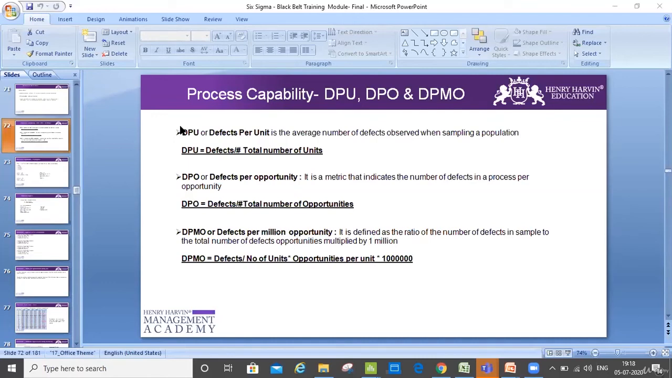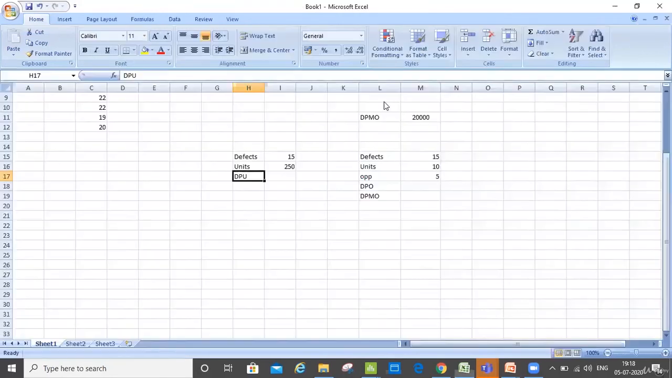Have we calculated the DPU, DPO, and DPMO? Yes. Okay. So, what is the DPU here? 0.06. Is it 0.06? Yeah. Okay. What is DPO? 0.3. And DPMO? 300,000.